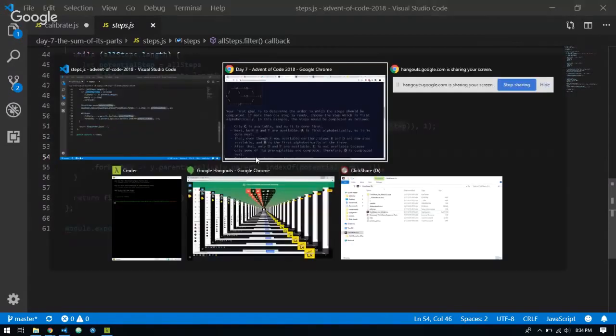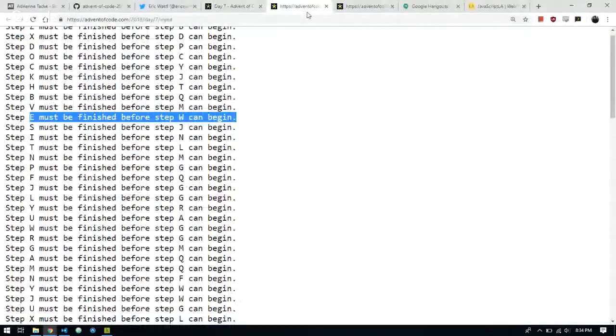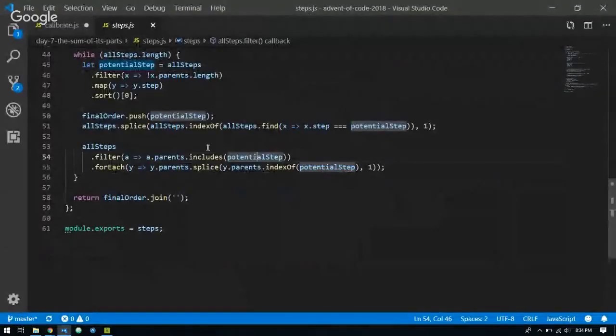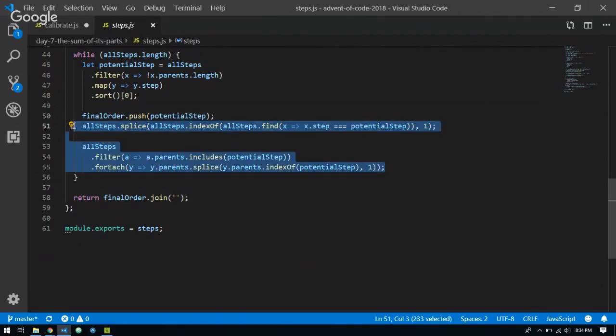So if we continue with our last example, I'm looking for the ones where the parents include E and W. And then if I find any of these steps, for each of those steps that fulfill this expression, I'm going to remove that potential step from the parent. Again, doing the same thing here, because I am confident that this potential step I'm working with needs to go in the final order. What I'm doing in these two is cleaning up my all steps so that the next time I go through it and filter, or search for where this position is, I don't confuse myself. I know I've already used it.